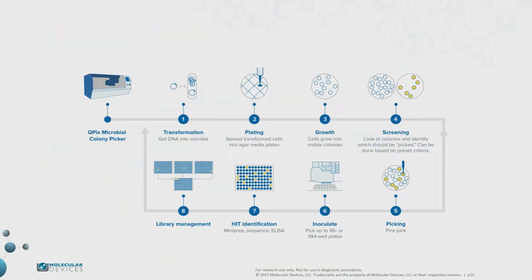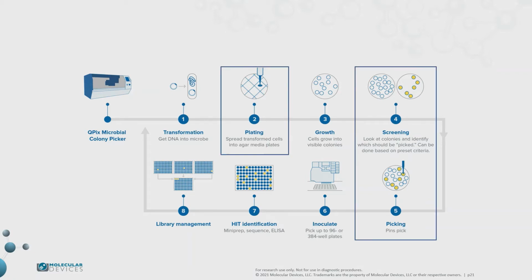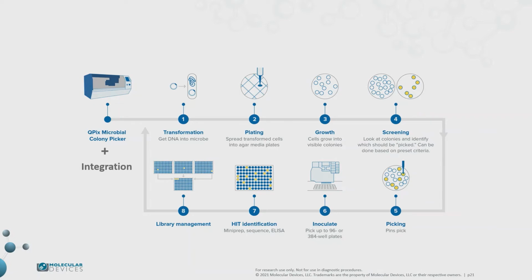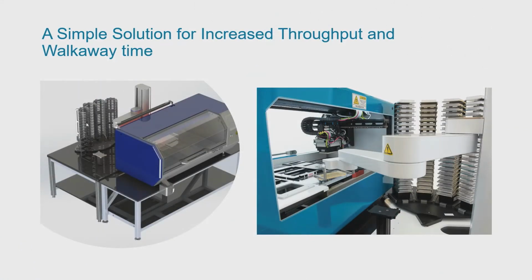So thus far, you have seen how the Cupix automates plating and streaking, colony screening and picking, inoculation, and library management. So let's take a look at how integration can help automate more upstream and downstream processes in a molecular cloning workflow. Adding a robotic arm with ambient plate storage hotels is a simple but proven way to increase throughput and walk-away time on a molecular cloning workflow using our Cupix Select HT microbial colony picking system.